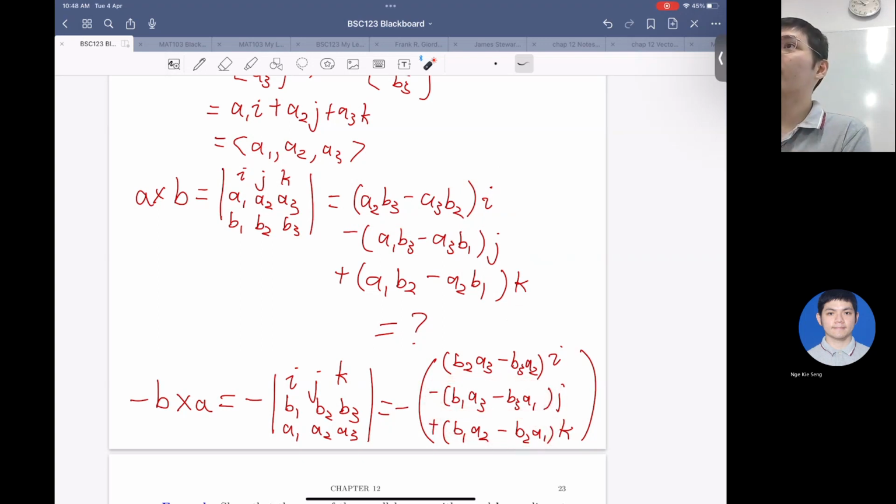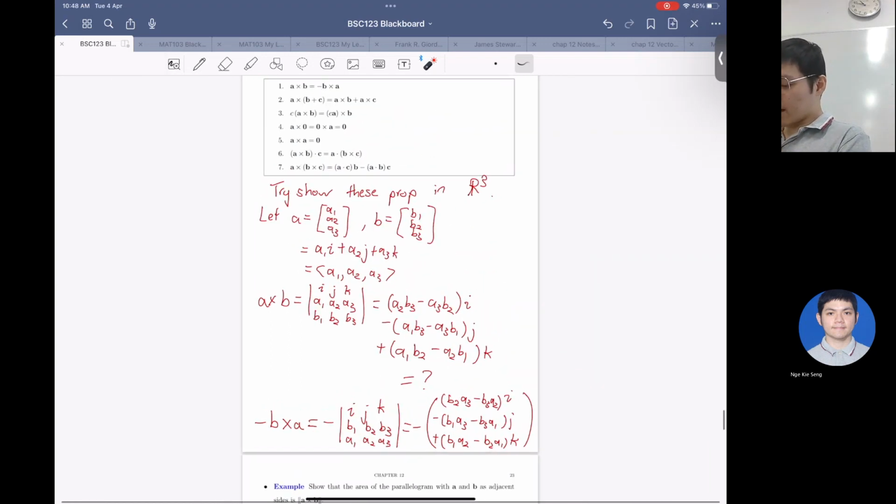Okay, so similarly, you can do it for J and K, and then you see that they are actually the same. Okay, so if you want to show the rest of these properties, you just follow the steps here. If there's A, B, C, you need to take another C, and then you do all these and show that left and right are the same. Okay, there's nothing tricky here.